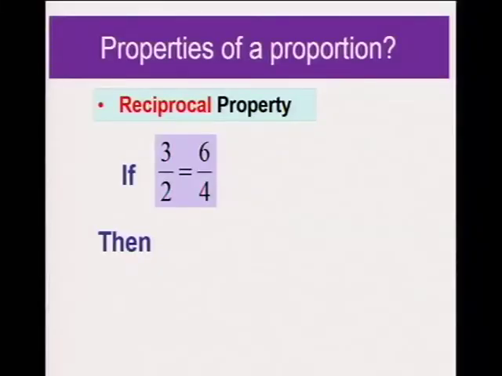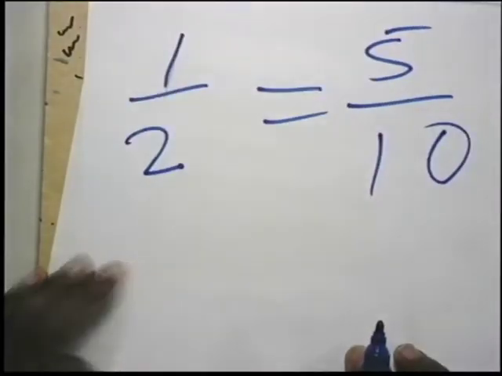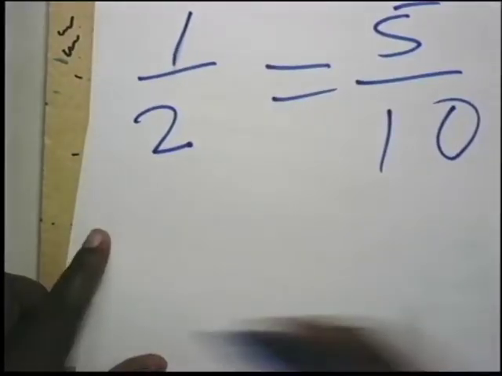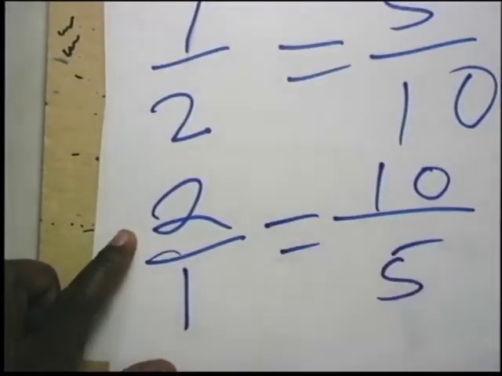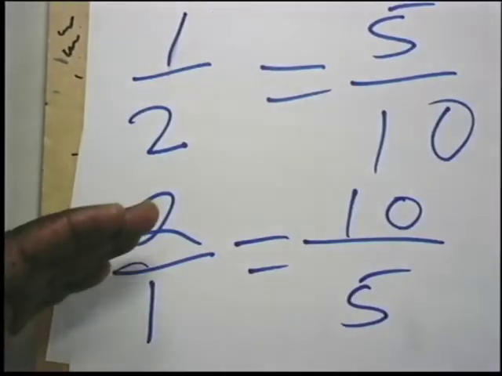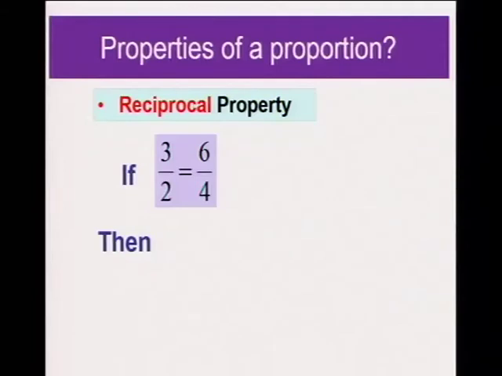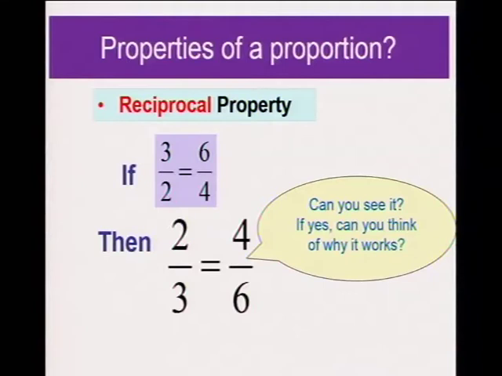Now, what do we mean by reciprocity? We are simply saying the inverse also holds true. If we are saying 1 over 2 is equals to 5 over 10, by the inverse, we can write this as 2 over 1, and this one also as 10 over 5. They remain the same. We can turn around the figures. What was the numerator becomes the denominator, and the proportion still holds true. That's the concept of reciprocity. 3 over 2 equals to 6 over 4 can be written as 2 over 3 equals to 4 over 6.